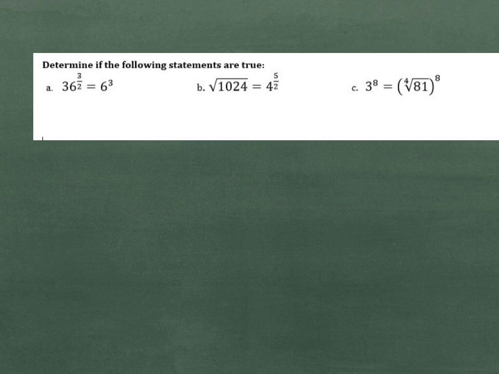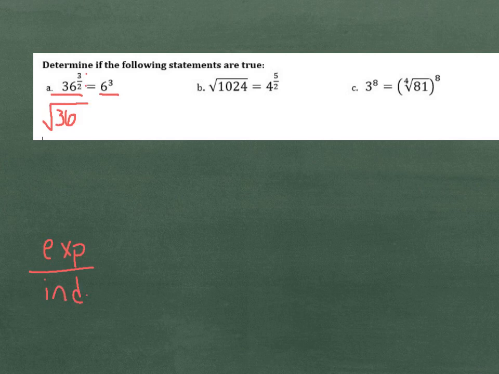So the first example, in each one of these we are determining if the following statements are true. Is 36 to the 3/2 power equal to 6 to the 3rd power? So my first immediate thing that I'm seeing is that I have a fraction exponent. So what I want to do is I want to transfer back to the radical form of this. So I'm going to draw my radical sign. My base is 36. My exponent, again, remember that it is exponent over index.